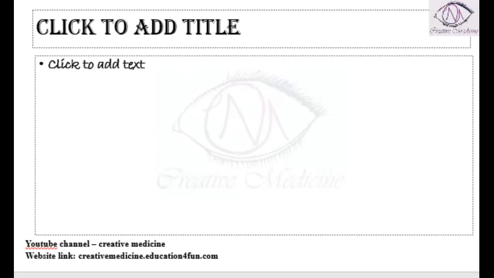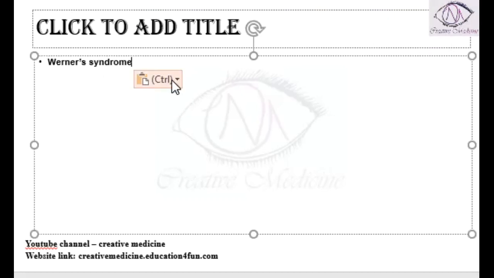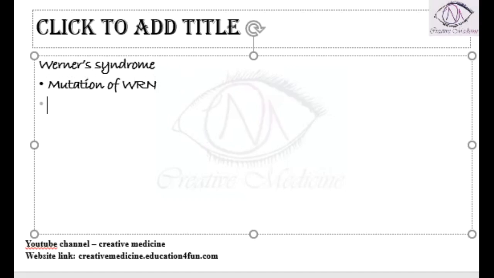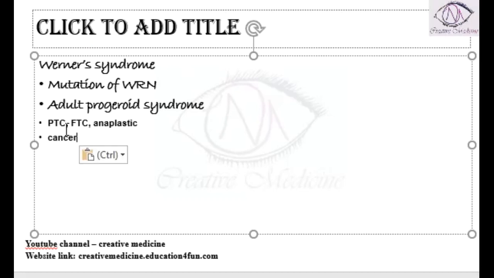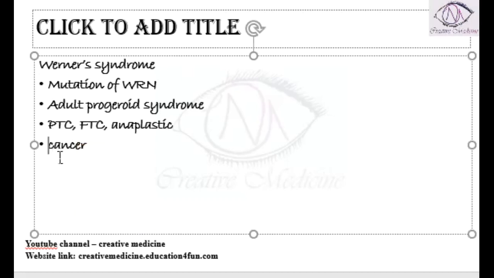Then, we have Werner's syndrome, which is a defect in the aging mechanism. It occurs due to mutation of the WRN gene. Werner's syndrome has a manifestation of adult progeroid syndrome. That means the patient will look like an old man, with early aging. This is mainly because of a helicase defect. In Werner's syndrome, the patient can present with either papillary thyroid carcinoma, follicular thyroid carcinoma, or anaplastic cancer.